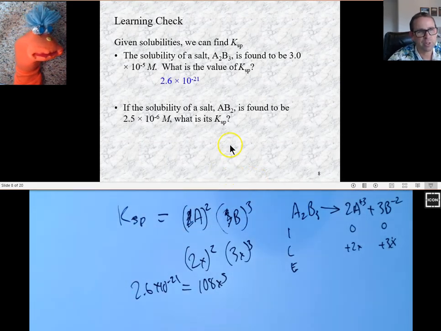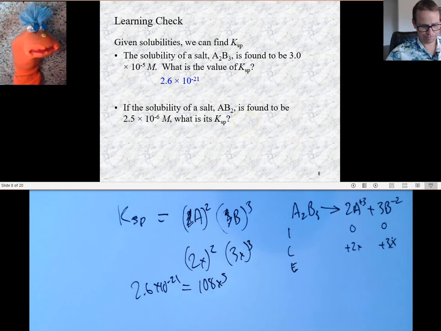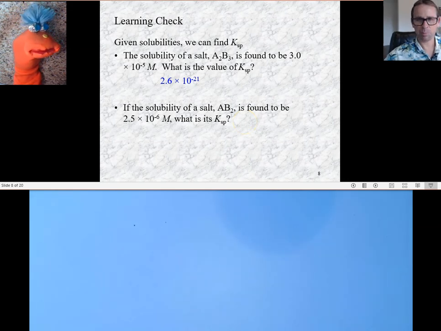Okay. Let's see if we got it. Good. Here's another one for you. You want to try to solve that one by yourself? Yeah, I'll do it. Okay, push pause, solve it.